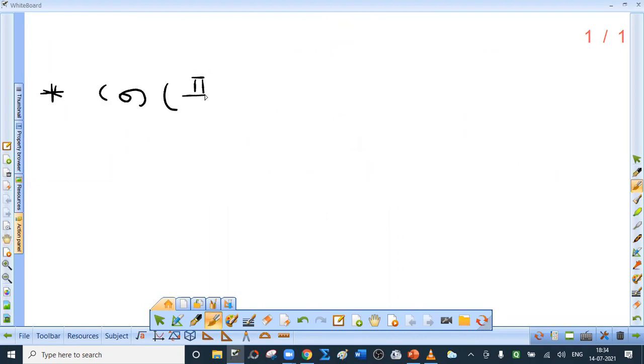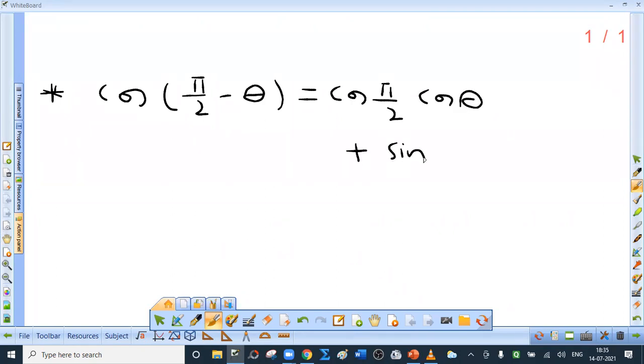Cos of pi by 2 minus theta. Apply this result. In fact, I expect you to remember this as cos of first minus second. Cos of first minus second is cos of first into cos of second plus sine of first into sine of second. So this is cos pi by 2 cos theta plus sin pi by 2 sin theta. We know that cos pi by 2 equal to 0, sin pi by 2 is 1, and that is why cos of pi by 2 minus theta is nothing but sin theta.